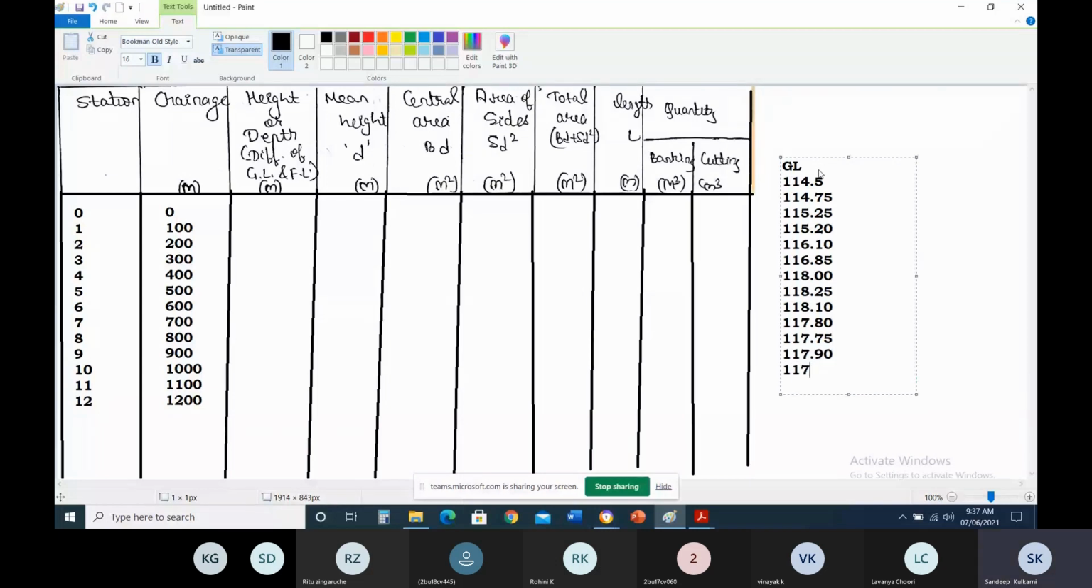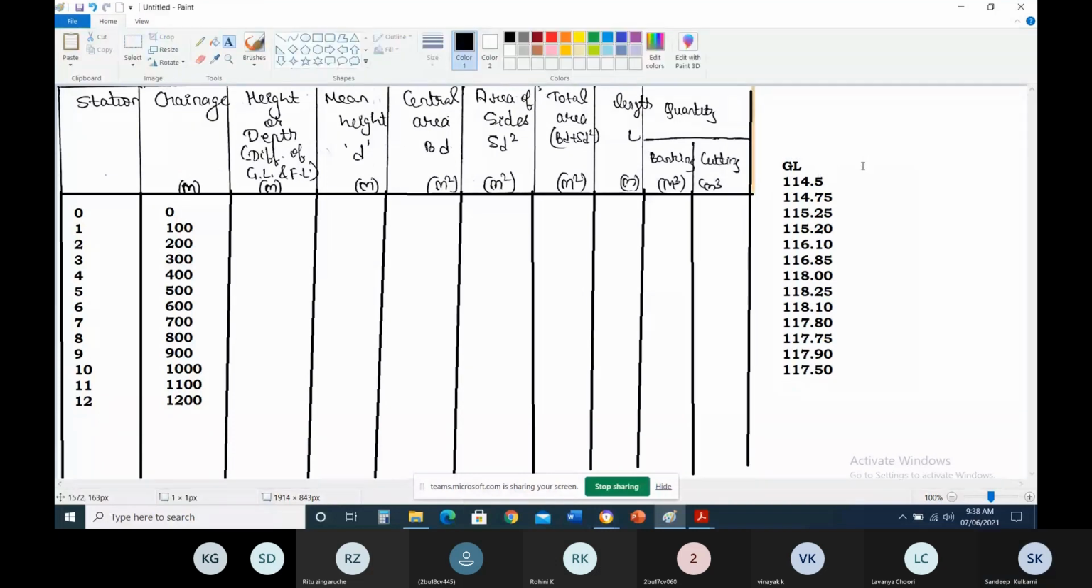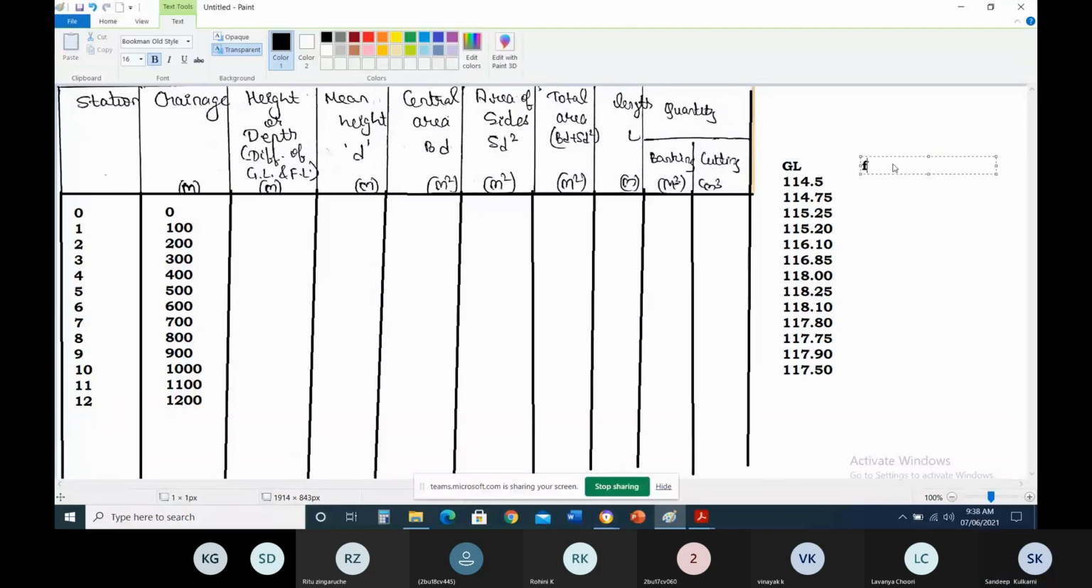So these are the GLs, and similarly I'll write the FL values now. The FL values that I got: the first one is 115.0, 115.5, 116, 116.5, 117, 117.5, then 118. Then again it was decreasing there.